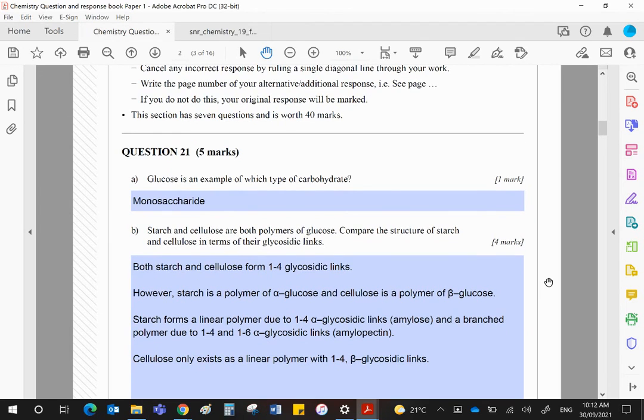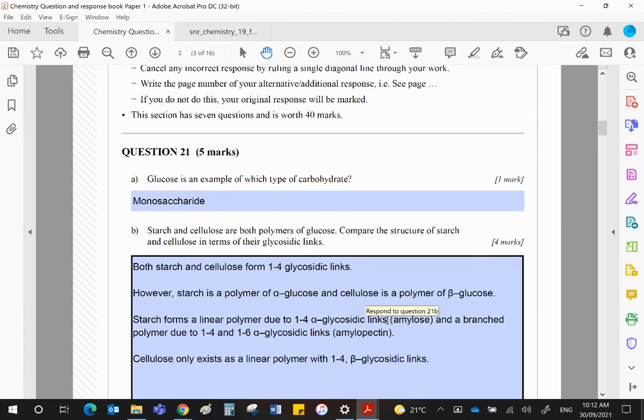Starch and cellulose are both polymers of glucose. Compare the structure of these two in terms of glycosidic links. Starch and cellulose use different forms of glucose. Starch uses alpha glucose and cellulose uses beta glucose. So that's the first thing you need to say there. And then starch forms a linear polymer due to the 1 to 4 glycosidic links.